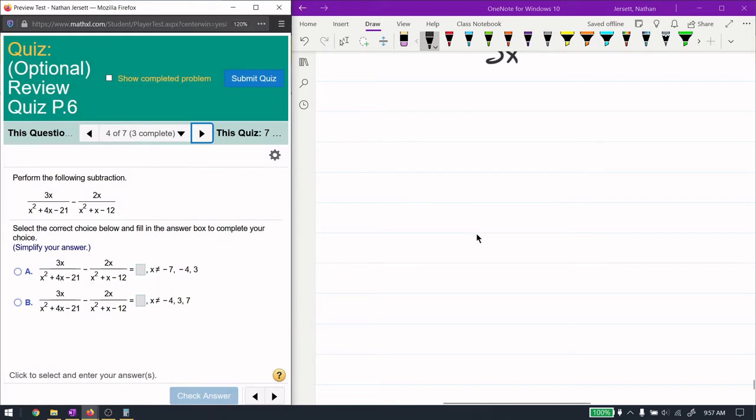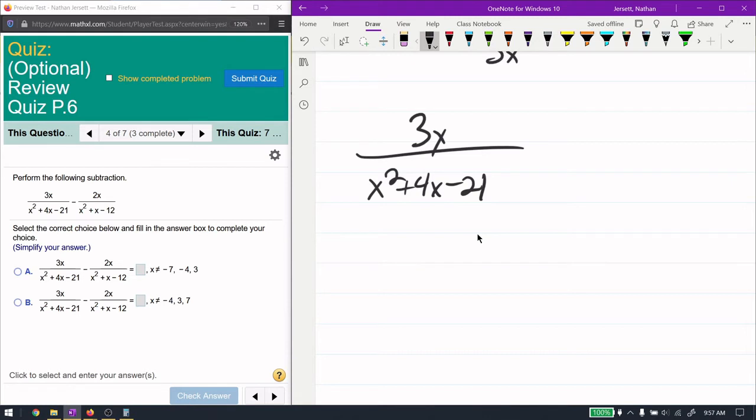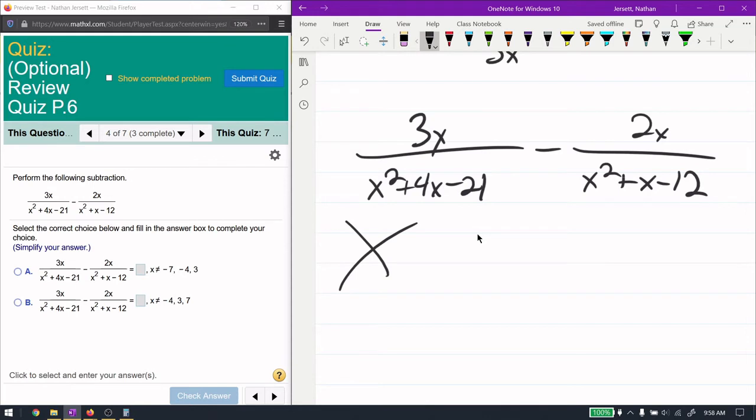Okay, this one we just need to subtract the two expressions. We have 3x over x squared plus 4x minus 21, minus 2x over x squared plus x minus 12. And the way we subtract fractions is we get common denominators. The only way we can know if they're common denominators is if we can factor them. So factoring is once again the method we're going to do here.